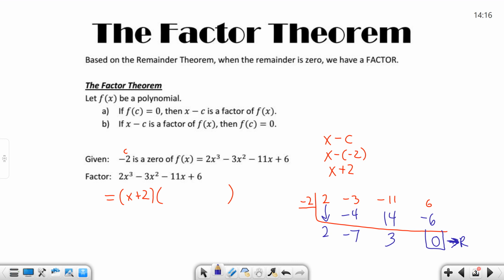I'm going to now take this, and this is going to give me what goes right here, okay? Well, if I took it from the coefficients, then I divided x to the third by x. If you divide, you subtract powers, right? 3 minus 1 is what? 2. So now this represents x squared. This is x's, and this is my constants, okay? So this is 2x squared minus 7x plus 3.